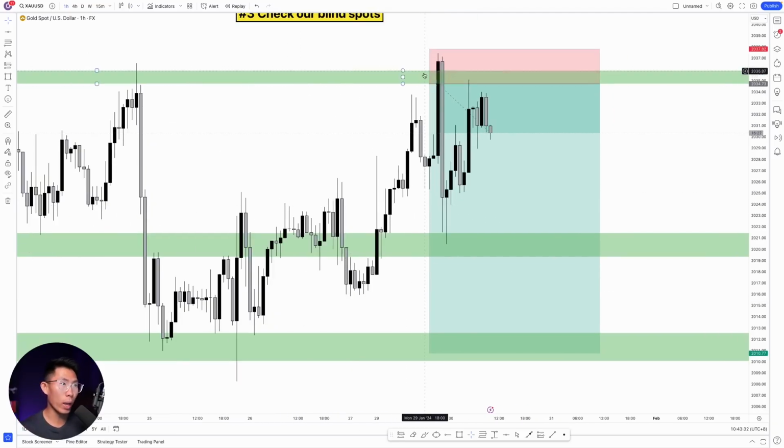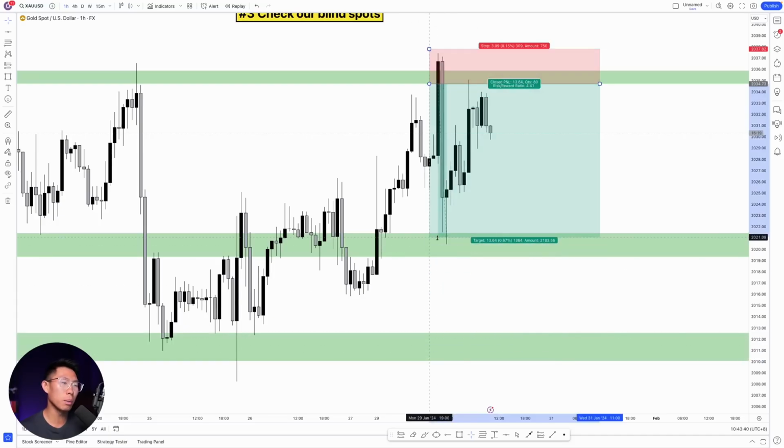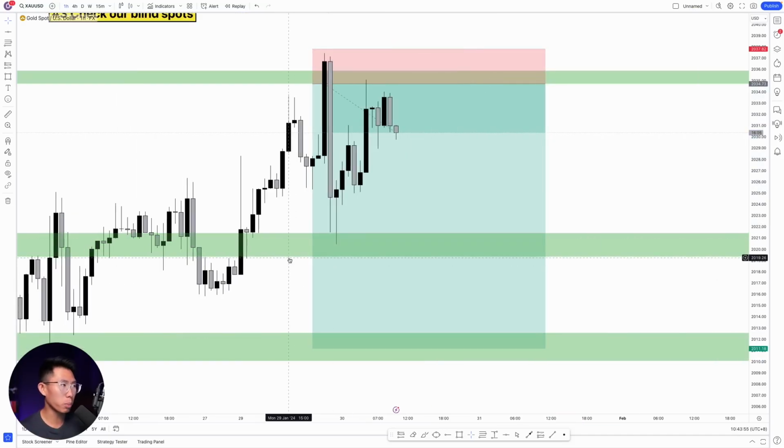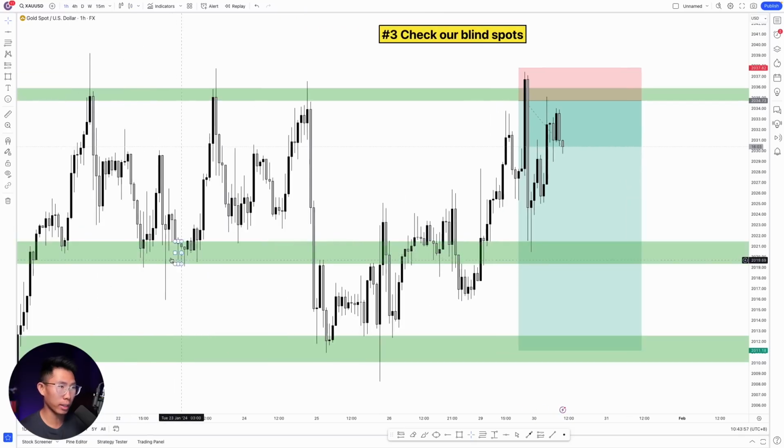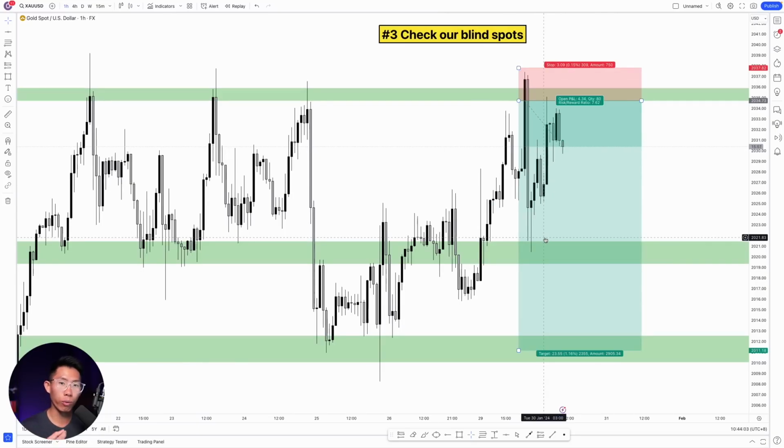And you can see price went down to this demand area here first, and then mitigated it and actually went back up. So in reality, your take profit could have easily been right here instead of right here. Now, if you don't check your blind spots by looking towards the left for any unexpected key zones, this is why a lot of the time you won't hit your take profit and you won't exit the trade with a good profit. So make sure you check your blind spots.